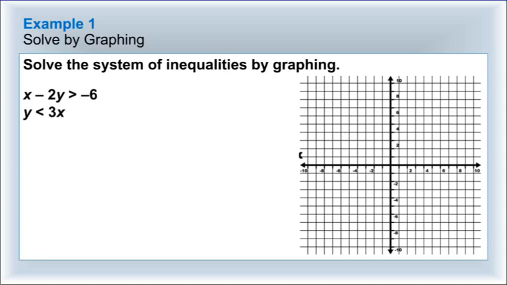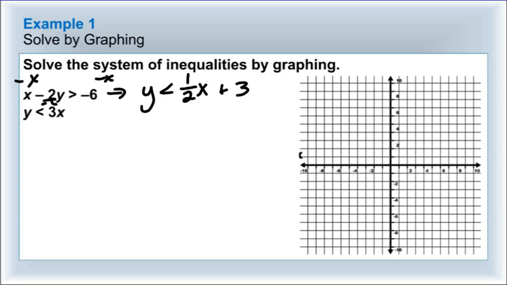So our first example here, we're going to graph these on the coordinate plane and then find out where the overlapping shading is. So this first one here, I want to rewrite this. To rewrite this, I have to subtract x on both sides and then divide by -2. Because I'm dividing by -2, I'm going to be flipping the symbol, so it's no longer greater than, it's less than. And -1x divided by -2 is positive 1/2 x. And then I have -6 divided by -2 is a positive 3.